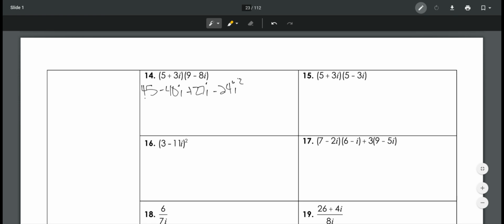So please make sure you don't lose that i squared. Now, I do need to simplify this.